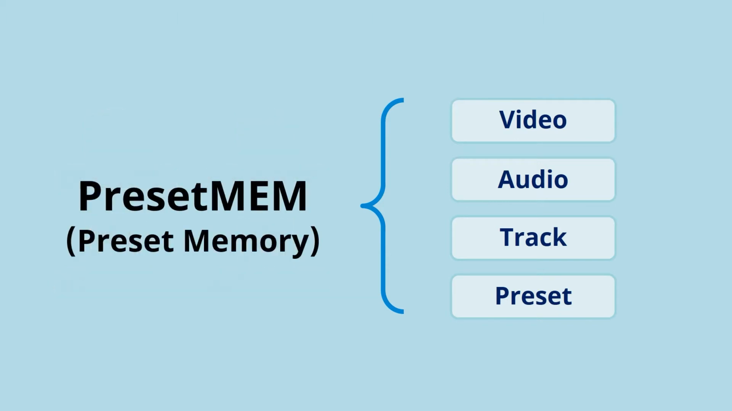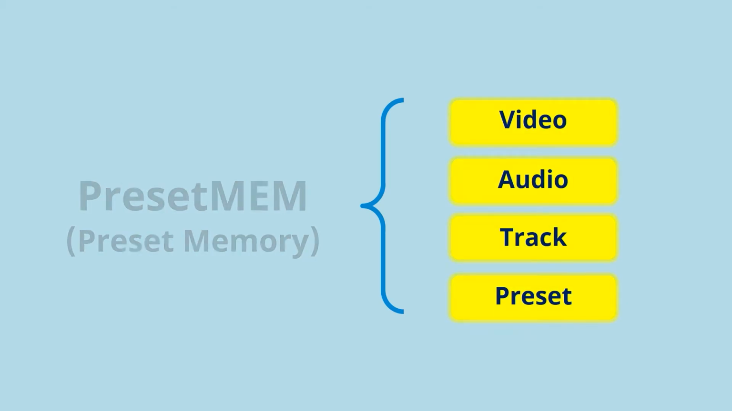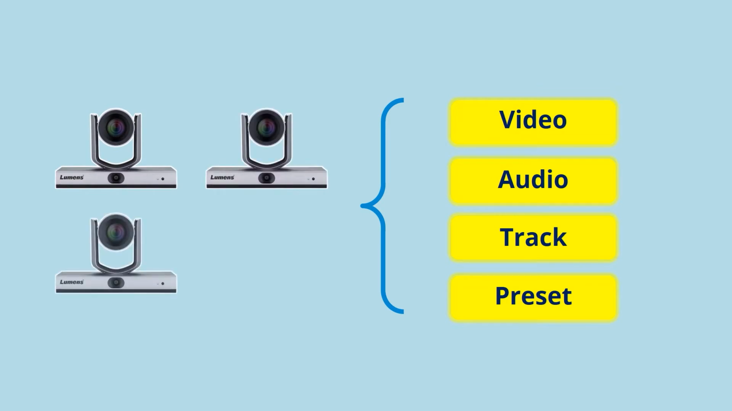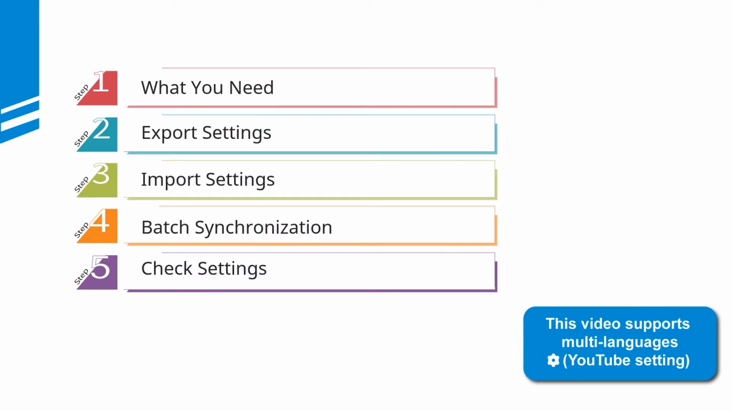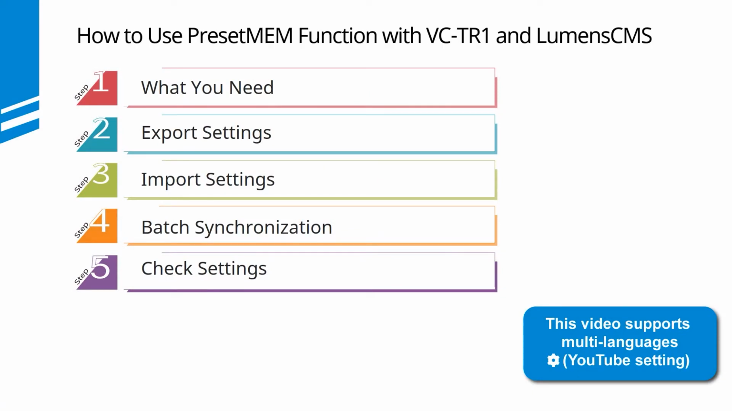The preset memory function stores video, audio, tracking, and preset settings. These parameters can be exported individually or separately, and easily imported into a second camera. The settings can also be imported into multiple VC-TR1 cameras using batch synchronization. This video will show you how to export and import presets, and how to batch synchronize cameras.